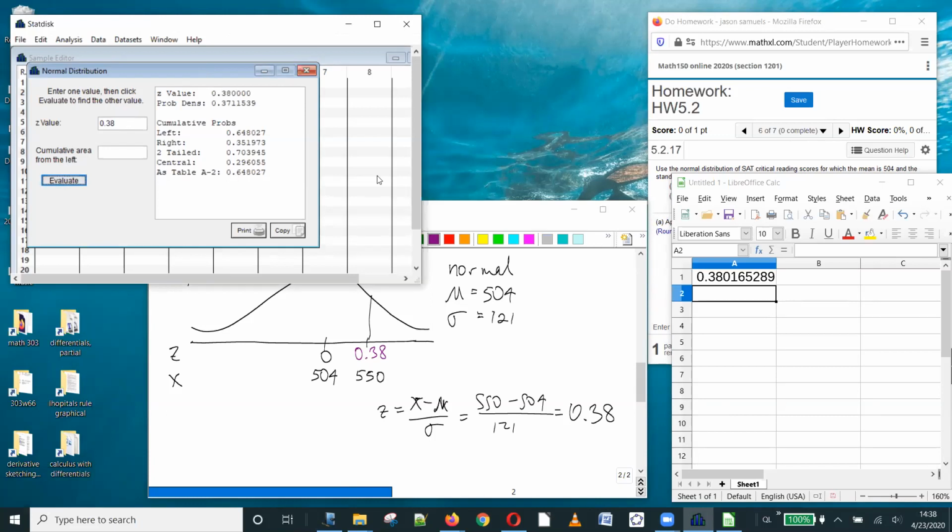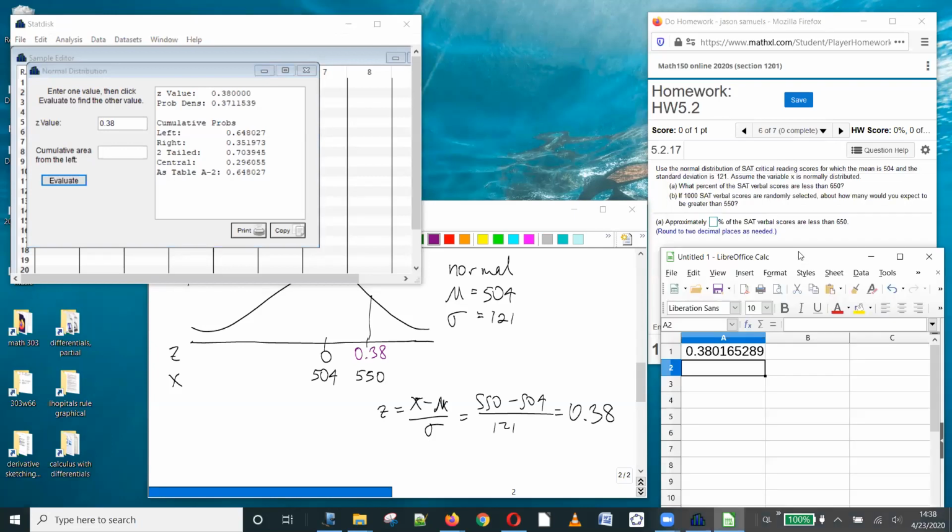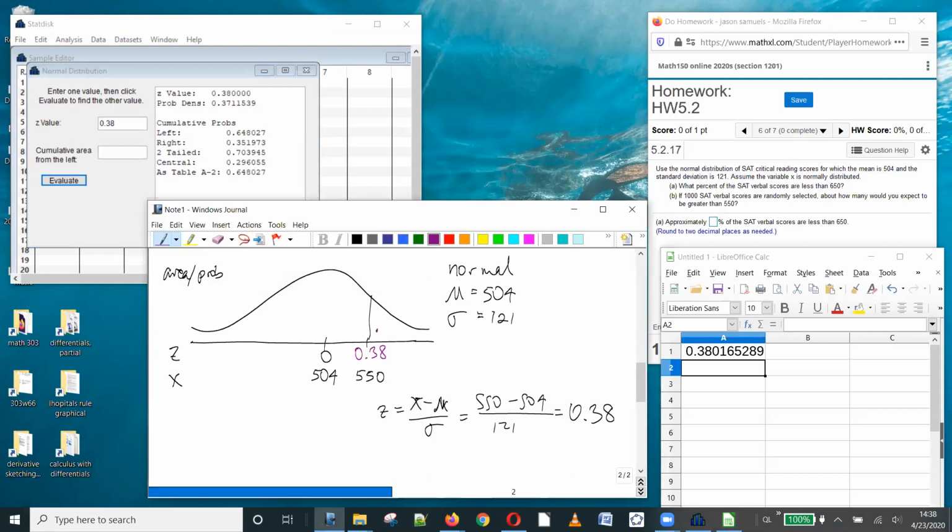Because the question asked greater than 550, of course, greater than is to the right. So to the right, 0.35, but it's going to be rounded up, so 0.3520. And that's the one that we need. So the probability that a value is greater than 550 is going to be 0.3520. Now that's the typical way to ask this question.